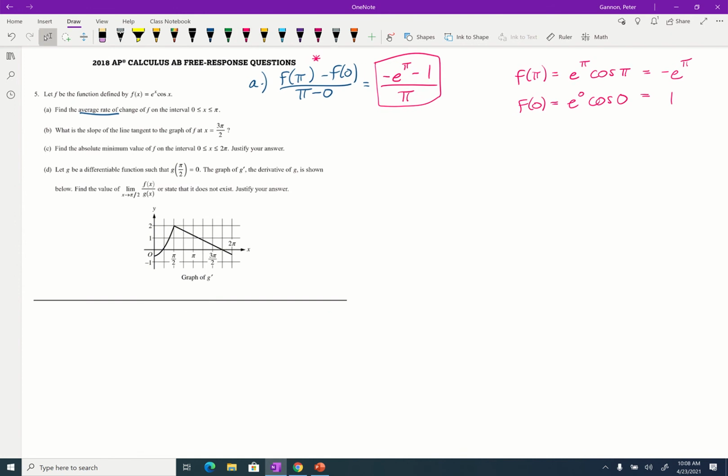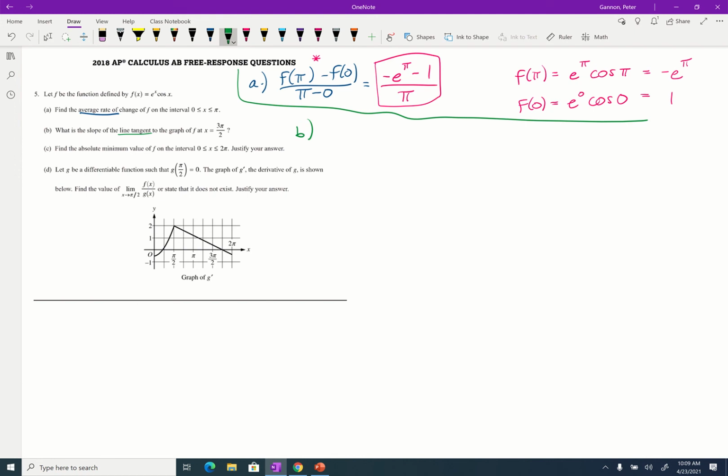All right. Now, for part B, let's take a look at what part B says. Part B is what is the slope of the tangent line of the graph at x equals 3 pi over 2.